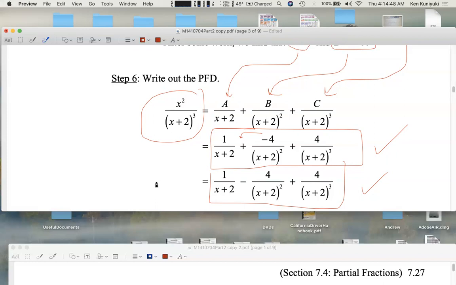But later on, in our next example, we're going to start mixing the methods, and we're going to look at the matching coefficients method. Okay, next time.